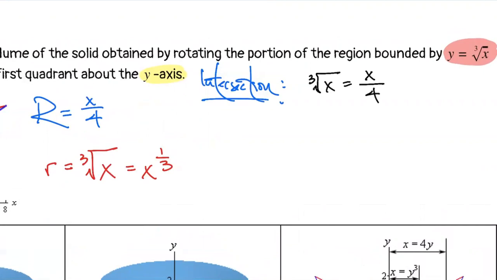Okay. I'm going to go ahead and cube both sides. x equals x cubed over 64. How do I proceed from here? So we haven't really seen a cubic function, but I bet we could extend some things that we already know how to do.